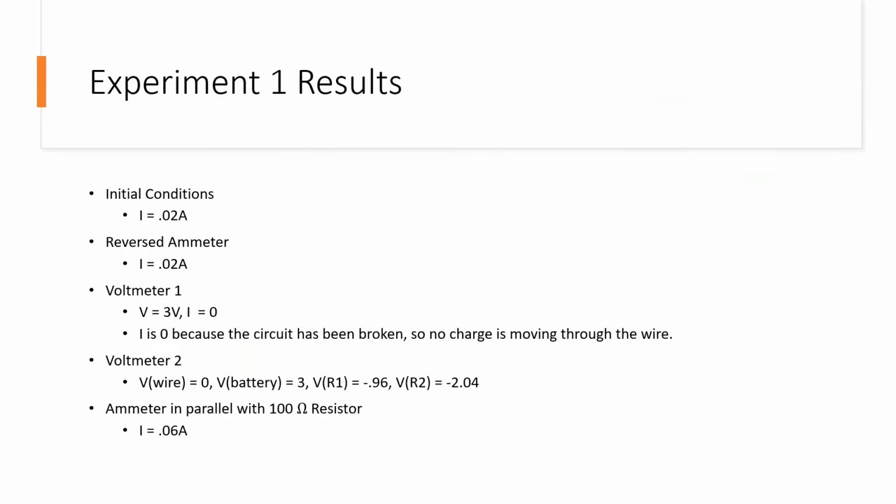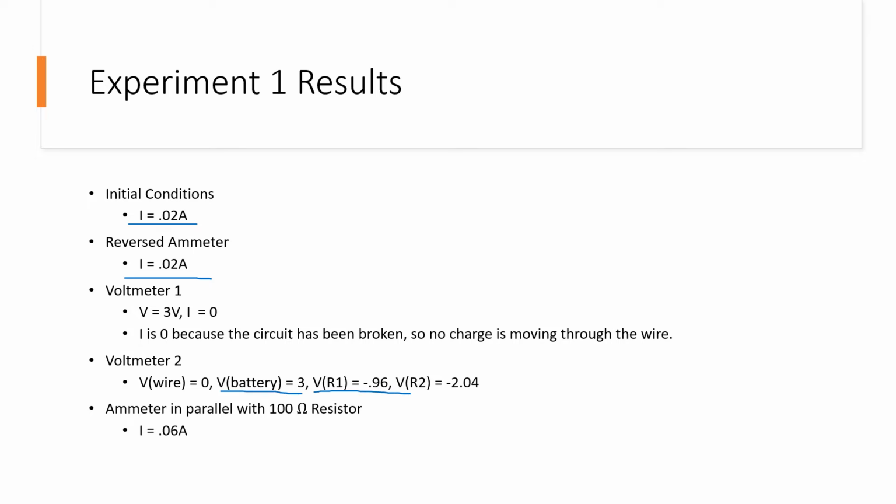and here we're taking the voltage of the entire circuit. The results: initially, the current was equal to 0.02 amps. Reversed, the current remained the same. The voltmeter is the red one. The voltage was 3 volts and the current was 0 because the circuit had been broken, so no charge is moving through the wire. When we reconnect the circuit, we reaffirm that the voltage is 3.